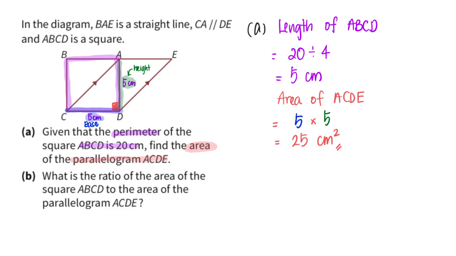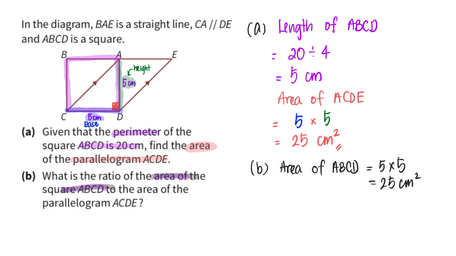For part B, what is the ratio of the area of the square to that of the parallelogram? So for part B, well, let's find the area of the square then. Let's use black color. So area of ABCD is 5 times 5 as well. It is also 25 cm square.